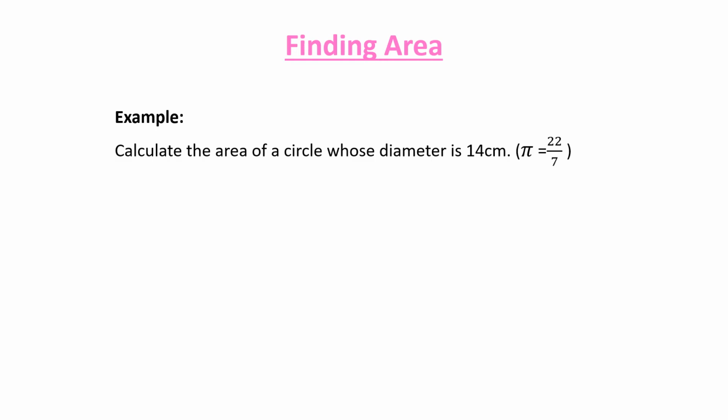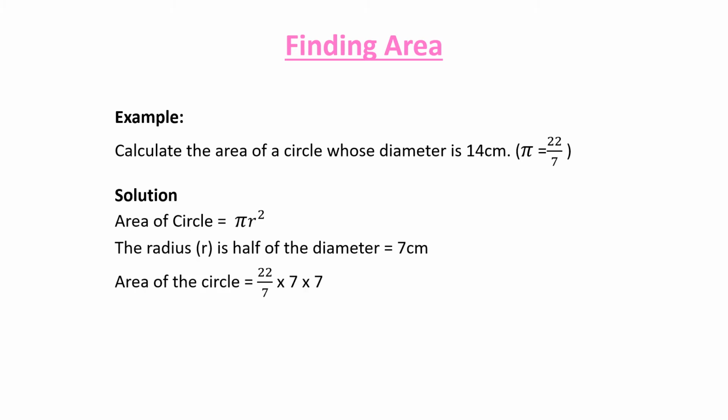Another example. Calculate the area of a circle whose diameter is 14 centimeters. The pi is given as 22/7. Solution. Area of circle is pi r square. The radius, r, is half of the diameter, thus it's 7 centimeters. Area of the circle will therefore be 22 divided by 7, times 7 times 7. When we cancel out, we will have 22 times 7, which gives us 154 centimeters square.